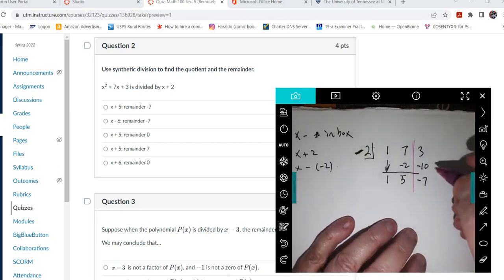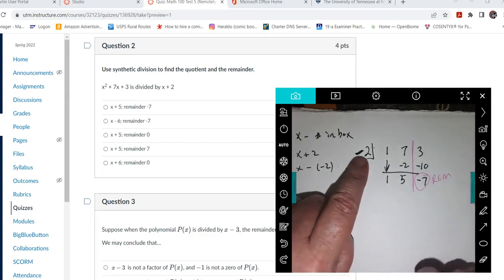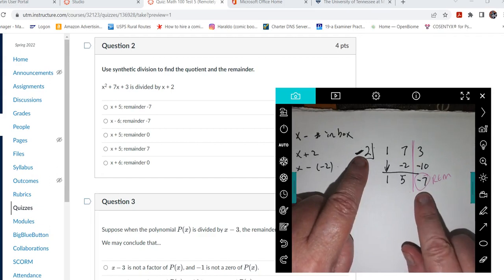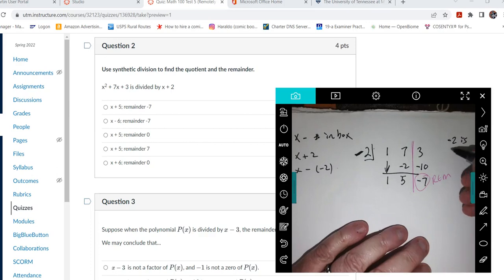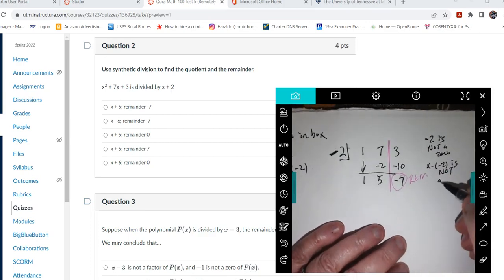So this is my remainder. Therefore, negative 2 is not a 0, because it's only a 0 if the remainder is 0. So x minus negative 2 is not a factor, i.e. x plus 2 is not a factor.